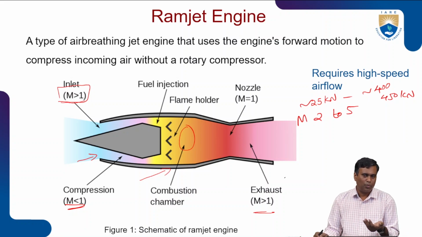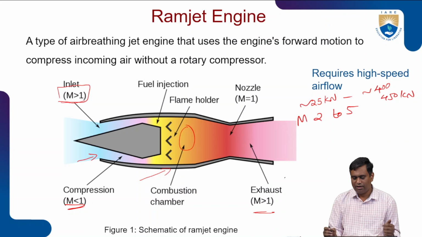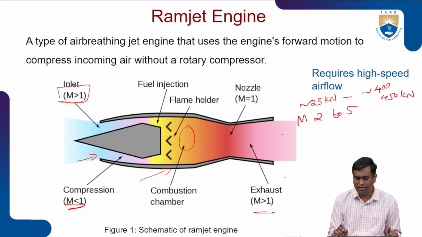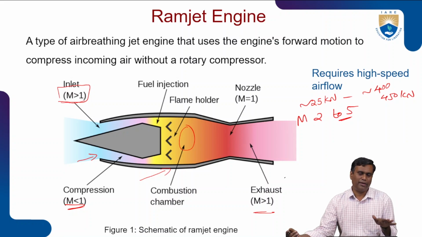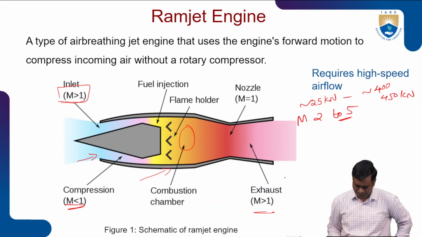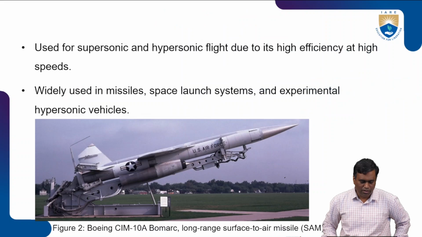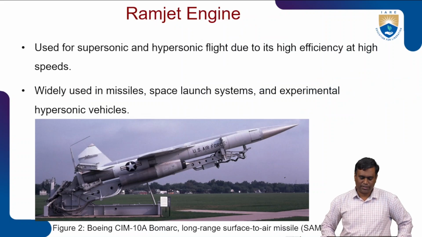which means that below Mach 2, this is not efficient. If the engine is flying above 4.5 or 5 and crossing 5, then efficiency will decrease, right? We'll see a few more points as well as applications or significance of these engines.